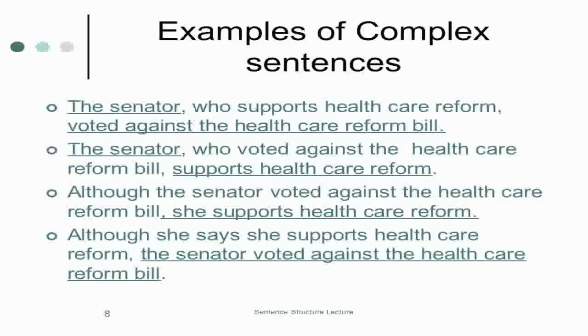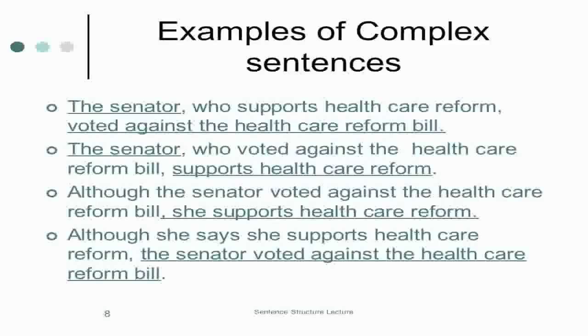Does it matter which method you use to combine these ideas? In this case, it does. Say you're working on this senator's re-election campaign, and many voters are upset that the senator voted against the health care bill. You would want to phrase your sentence so that you emphasize the senator's support for health care, not the fact that she voted against the bill. So, for example, you might say, although the senator voted against the health care reform bill, she supports health care reform. Supporting health care reform is the main idea in that sentence.